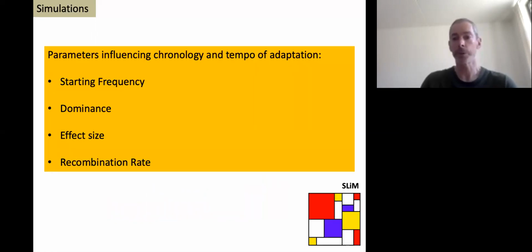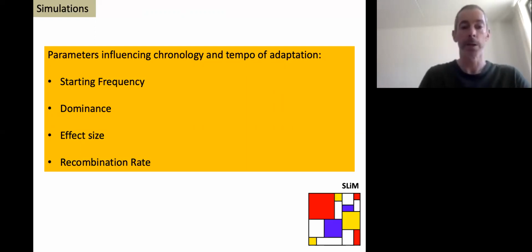And just as a quick snapshot, I wonder if I can move this box a little bit, just out of the way. So parameters influencing chronology and tempo of adaptation: starting frequency, dominance, effect size, and recombination rate. Probably none of those are a surprise, but the recombination rate was actually less of an effect than we thought. So we changed it by an order of magnitude, and it wasn't a great explanatory factor of variation between which alleles rose to high frequency or not.